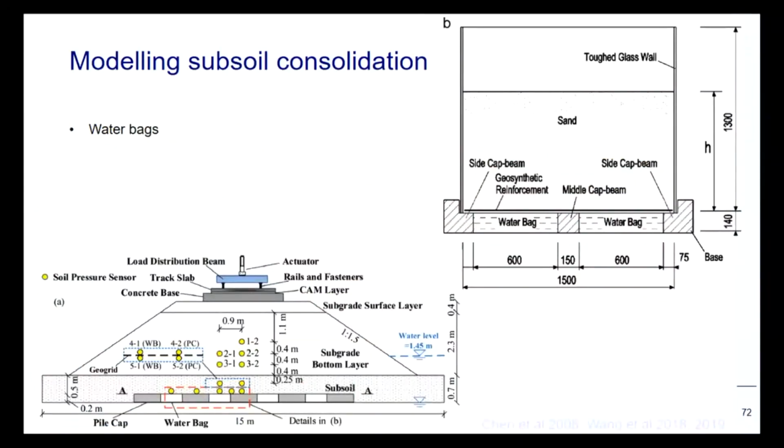This case, Chinese research. On the left-hand side, we see the test I showed you earlier with water, and the test setup where a railway train load is simulated very well. They used water bags in between the pile caps, and they were just emptied. The same is true on the right-hand side, also Chinese water bags, a sand embankment on top of it, and the water bags were just emptied.